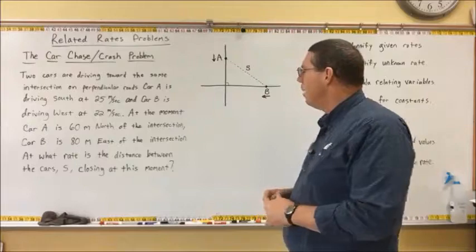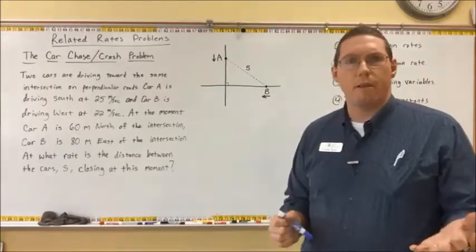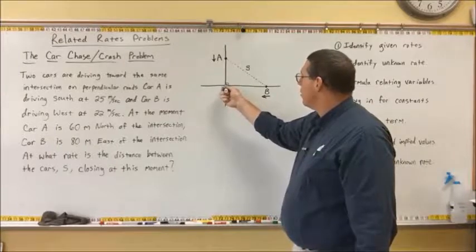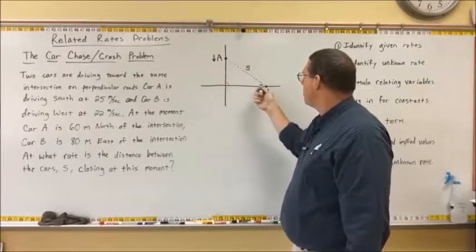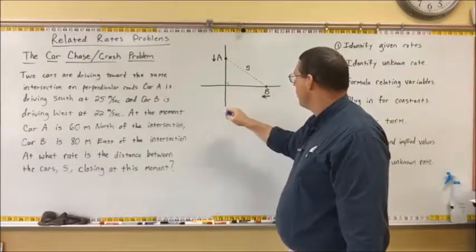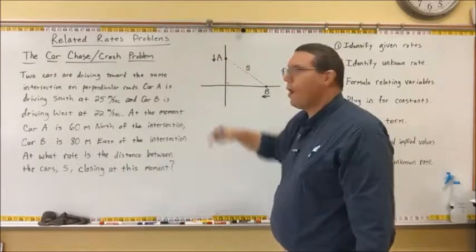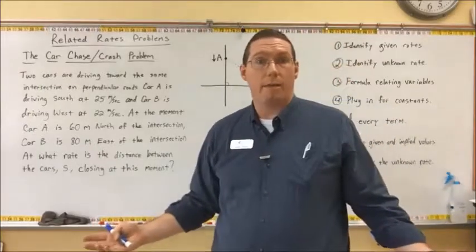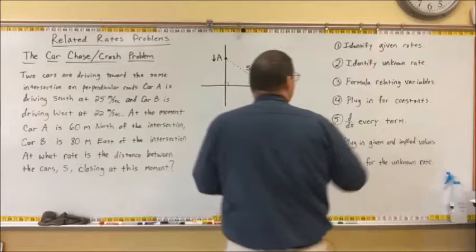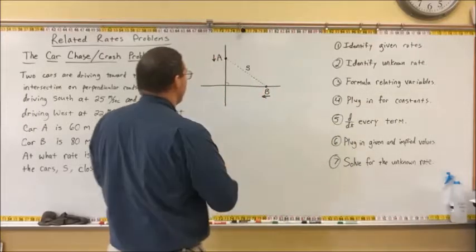A few years ago on the AP Calculus exam, there was a lighthouse here, and there was a boat here, and there was a boat here, or a ship. This ship was getting closer to the lighthouse, and this ship was moving away from the lighthouse. It was a classic car chase problem, okay? All right, so let's go through our steps here. Step one, identify the given rates.